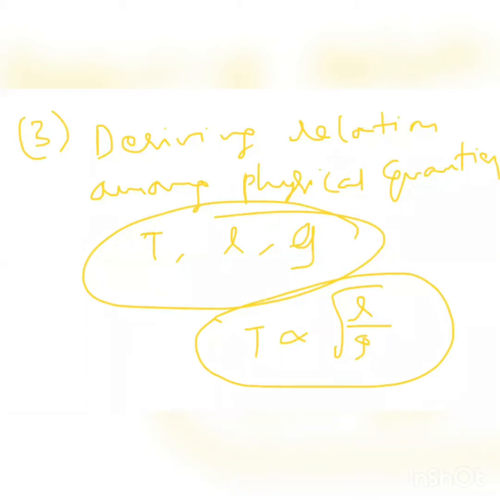Actually, the time period formula we know is T equal to 2 pi root over L by g for a simple pendulum. But I cannot bring this 2 pi. As I can't bring this 2 pi, I am simply taking some constant: T equal to K into root over L by g. So some limitations are there, and those we will go through later. So the third one is deriving the relation among physical quantities.